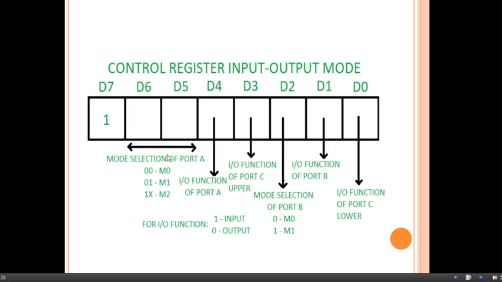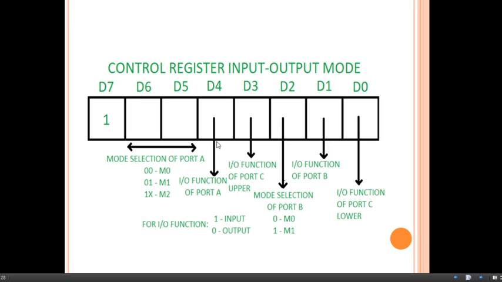So D5 and D6 are for group A mode selection. If these two bits are 0, 0, mode 0 for group A is selected. If it is 1, 0, mode 1 for group A will be selected. If this bit is don't care and this is 1, mode 2 for group A will be selected.